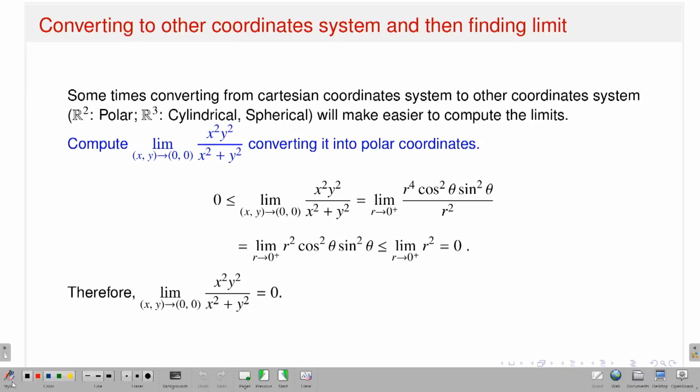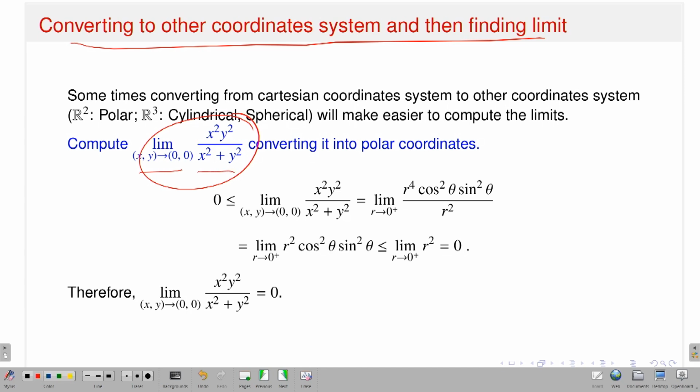Earlier, if you recall, in terms of Cartesian coordinates I talked about the existence of limit, either using the definitions or different paths. Now you can have another approach: converting to another coordinate system and then finding the limit. That means instead of Cartesian coordinates, I can use a spherical coordinate system or polar coordinate system. For example, if I want to compute the limit as (x,y) approaches (0,0) of x square y square divided by x square plus y square.